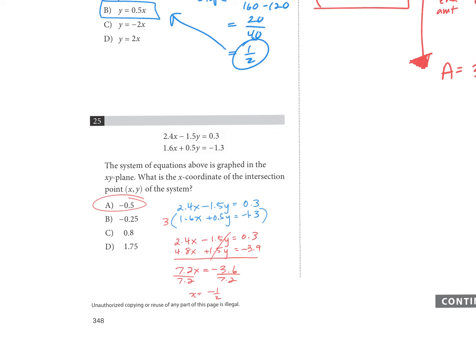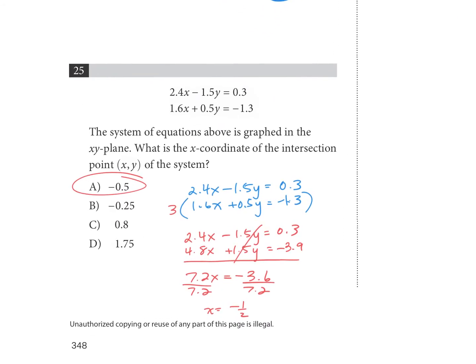When I look at this, I look at the y's, and I'm like, well, if I multiply this by 3, then I could get positive 1.5, and that's going to cancel. So that's what I chose to do. The top line I did not change: 2.4x minus 1.5y equals 0.3. That's staying the same. The bottom one I distributed, just to show you what I did. I distributed 3 to each term. I got 4.8x, 1.5y, and negative 3.9.